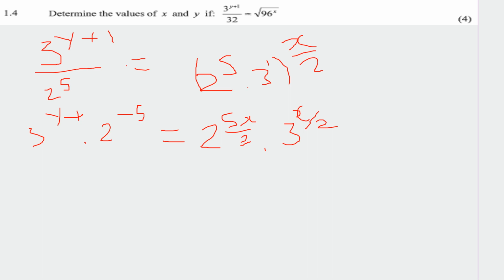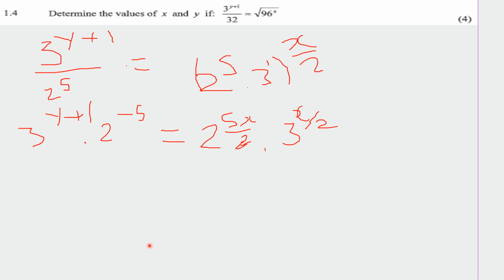So now when we are here, we can relate what is on the left with what is on the right. We have the base of 3 here and the base of 3 there, the base of 2 here and the base of 2 here. That means if the exponent of 3 is equal to the exponent of 3 on this side, and the exponent of 2 is equal to the exponent of 2, then your left-hand side will be equal to your right-hand side.